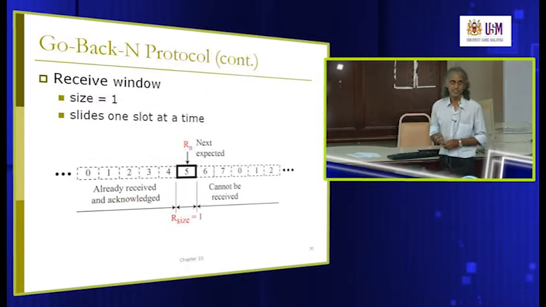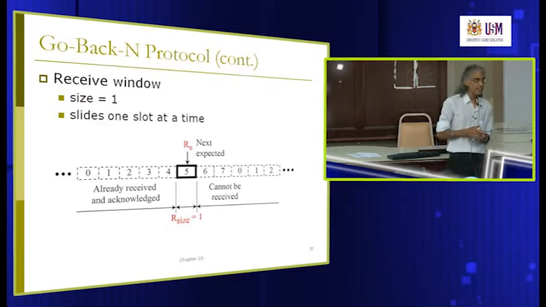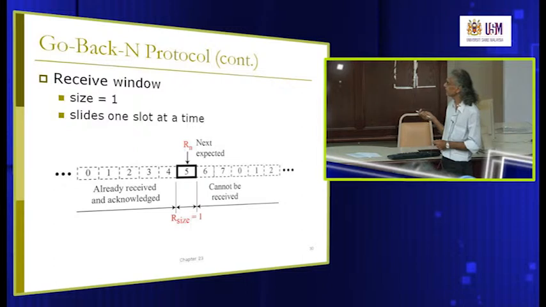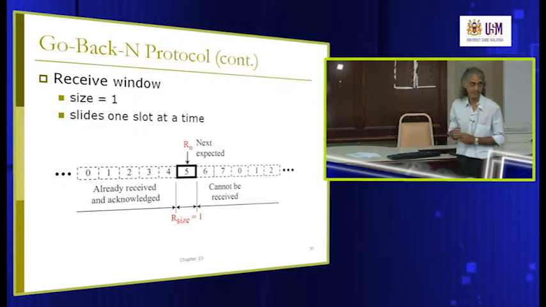On the receiver side, the sliding window size is only one, right? Because it's only going to reply one position. So it slides one slot at a time. So these are the packets currently. The number which is showing in the sliding window is the packet to be expected next. It's waiting for packet number 5. That's what it's showing in the sliding window, right?